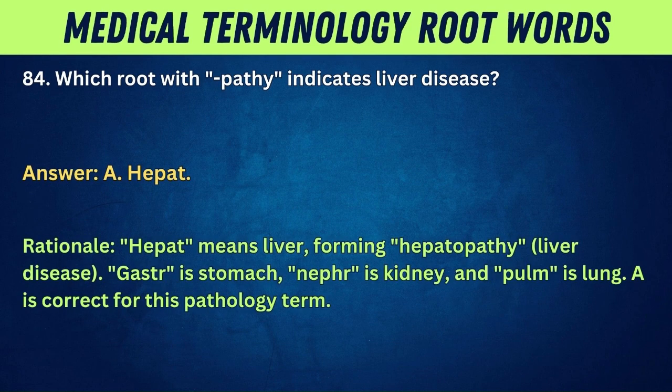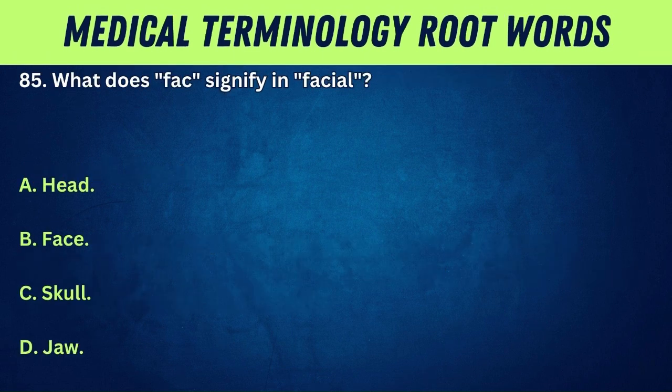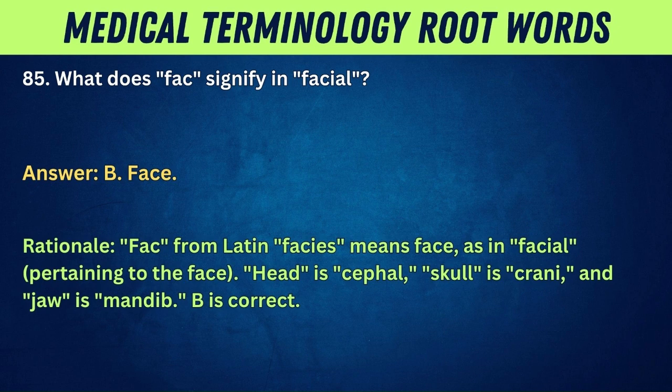Hepat. Rationale: hepat means liver, forming hepatopathy, liver disease. Gaster is stomach, nephr is kidney, and pulm is lung. A is correct for this pathology term. 85. What does fac signify in facial? A. Head. B. Face. C. Skull. D. Jaw. Answer: B.